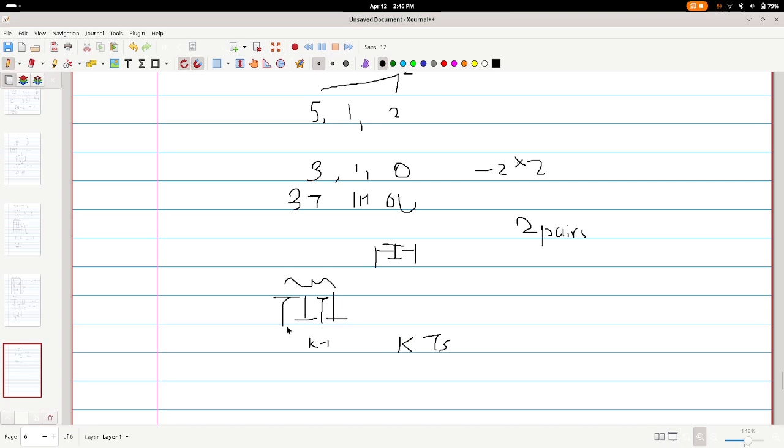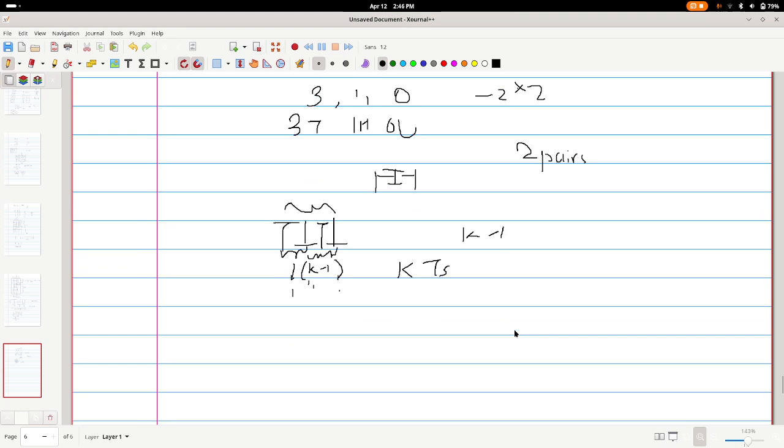Now you may ask why? Because this combination reduces space by 1, this combination reduces space by 1, this combination reduces space by 1, and there are k minus 1 sharing edges, you know what I mean. So you can reduce the space by k minus 1.